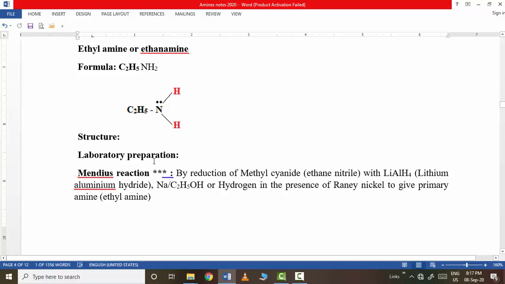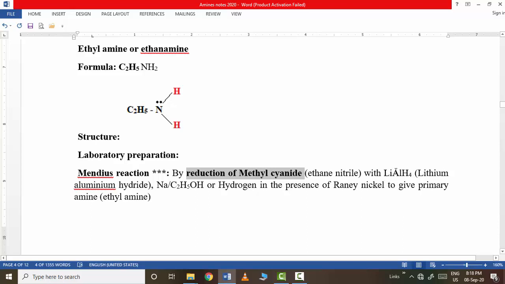Laboratory preparation. This is very important from the exam point of view. Many a time Mendius reaction has come in the exam also to write the reaction as well. So in Mendius reaction, ethylamine is prepared by reduction. By reduction of what? By reduction of methyl cyanide. So remember, ethylamine is prepared by reduction of methyl cyanide, or also known as ethane nitrile, with lithium aluminum hydride.